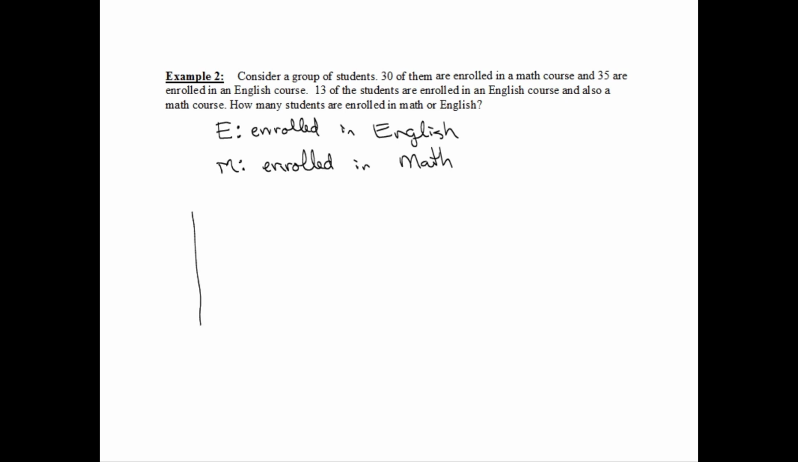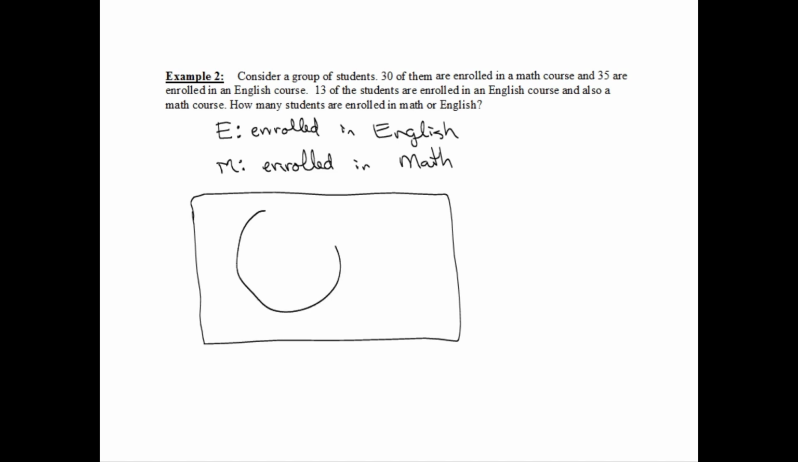And let's draw ourselves a Venn diagram. Math, English. Okay, so let's fill in what we can. What do we know for certain? We know that 13 of the students are enrolled in both English and math. So where in our Venn diagram would those students be? Well, they'd be right here in the overlapping area between set M and set E.